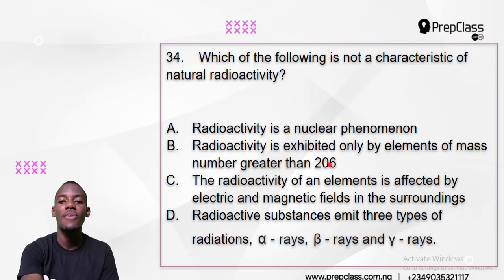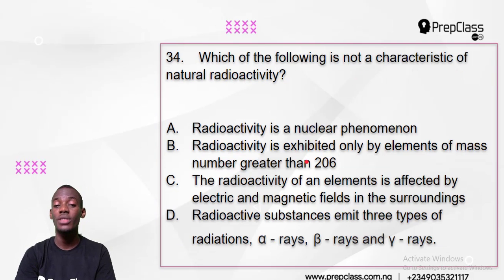Now let's see number 34. Which of the following is not a characteristic of natural radioactivity? A. Radioactivity is a nuclear phenomenon. B. Radioactivity is exhibited only by elements of mass number greater than 260.